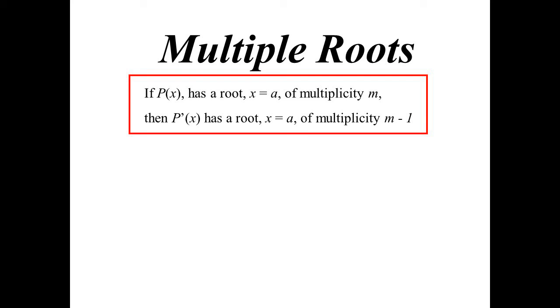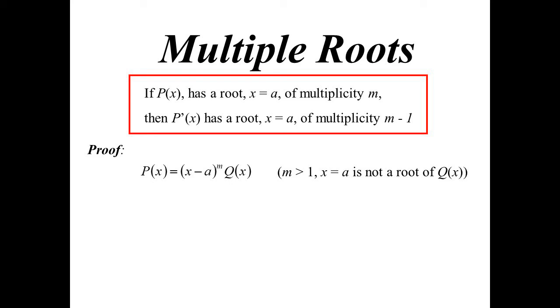Let's prove it. So if we can factorise it, we know x minus a is a root. It'll be to the power of m, whatever that multiplicity is, and it'll be times some other polynomial. But what we do know about that other polynomial is that a is not a solution to it, because then it wouldn't be multiplicity m, it'll be multiplicity m plus 1 maybe. And m, of course, has to be bigger than 1 because we want it to be a multiple root.